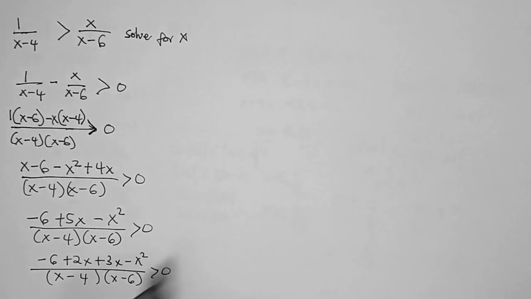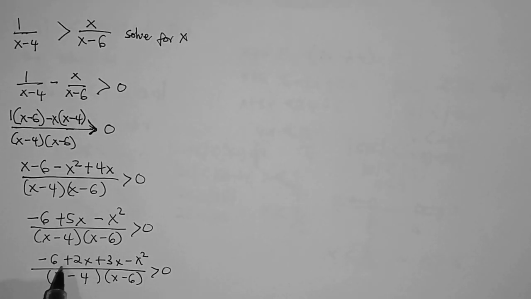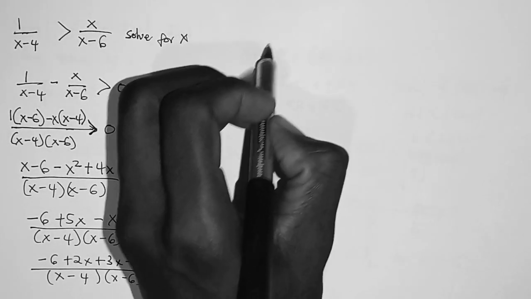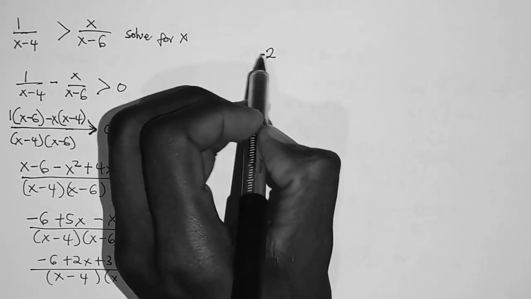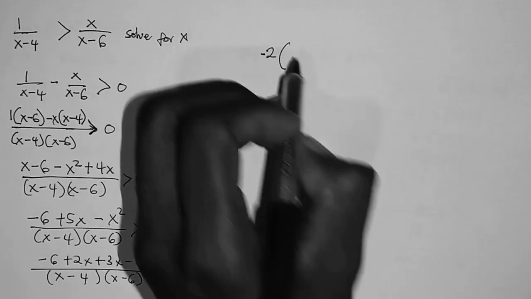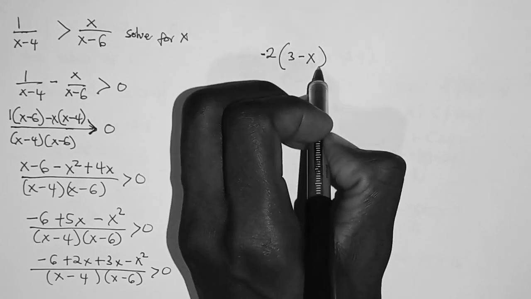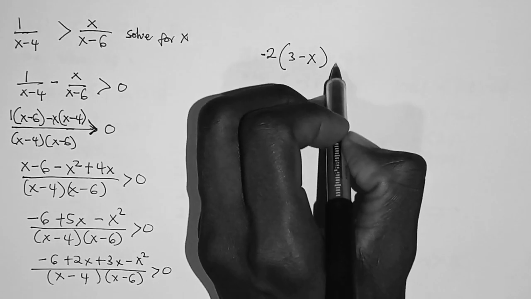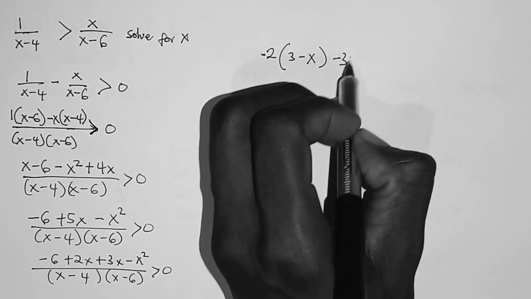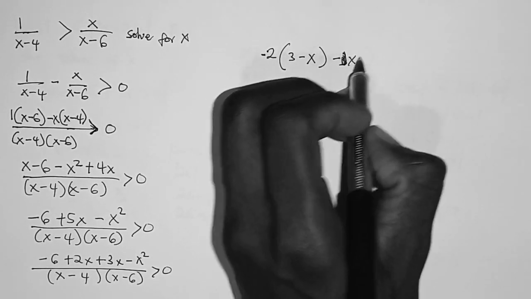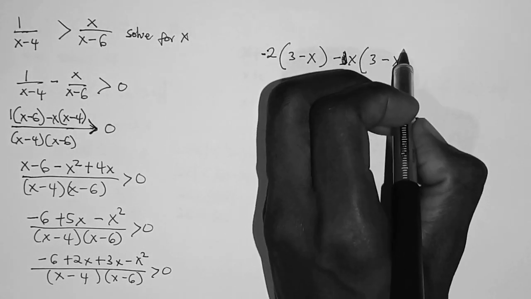Let me continue from here. So you can factorize. If you pull out 2x, you can factorize 2 from here, actually minus 2. So this equation becomes 3 minus x, and then you can factorize x out from here. Here becomes 3 minus x.